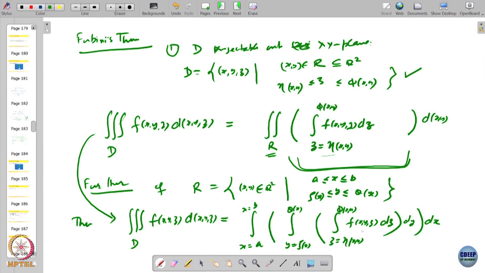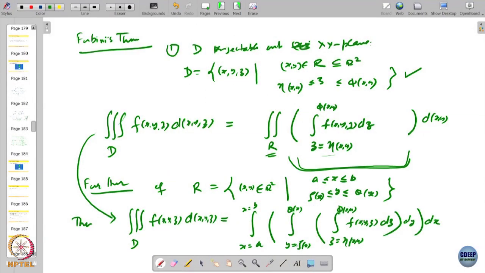So, this means that if the domain D is projectable onto the xy plane and the projection itself is of type 1, then the triple integral becomes integration of one variable at a time. So, it will be three integrations with respect to x, y and z iteratively. So, that is if the projection R is of type 1. Supposing it was of type 2, that is also possible, then what will happen?